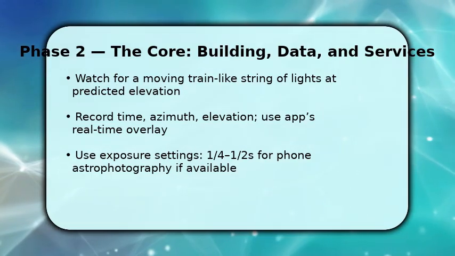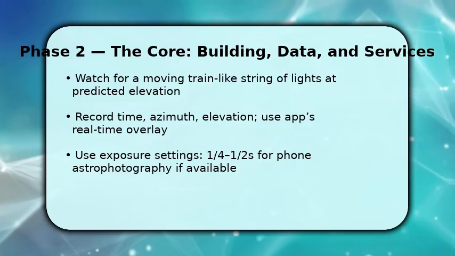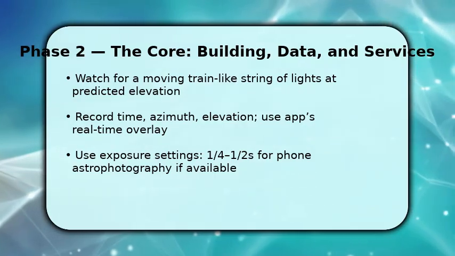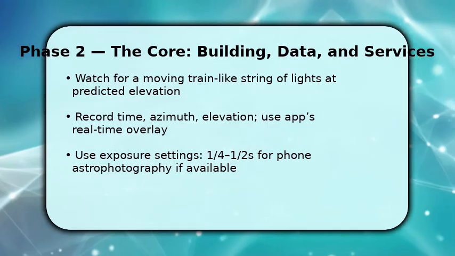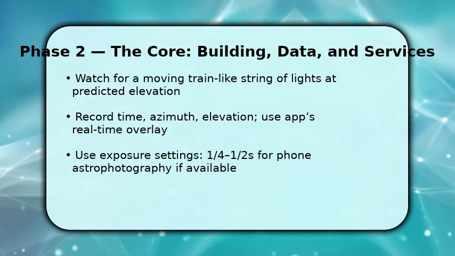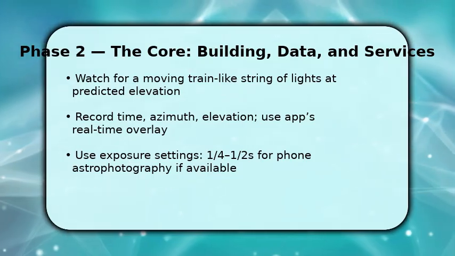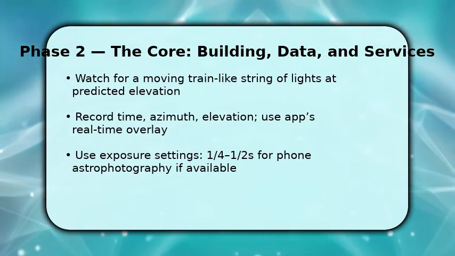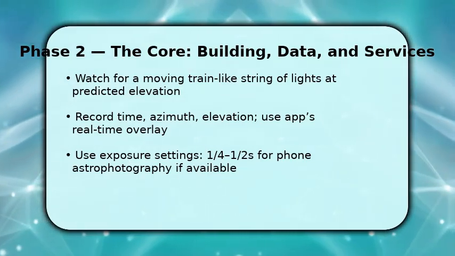If you photograph, switch to manual, set exposure to 1/4 to 1/2 second, low ISO, and a steady mount. Make short burst images every few seconds to capture motion. Keep notes: exact time, heading, and brightness. This helps separate Starlink from aircraft or satellites with irregular motion.